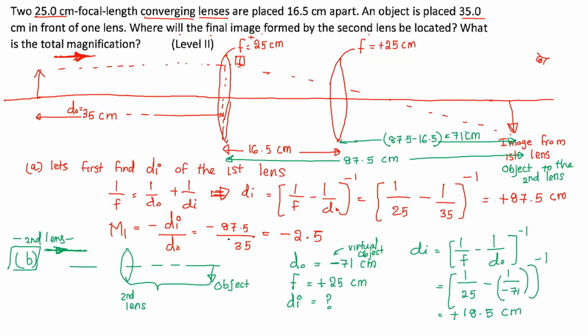That means where is your image? On this side, right? Somewhere here, somewhere like 18.5 centimeters from the lens. But we don't know in which direction it is. So let's see. Can you calculate M?